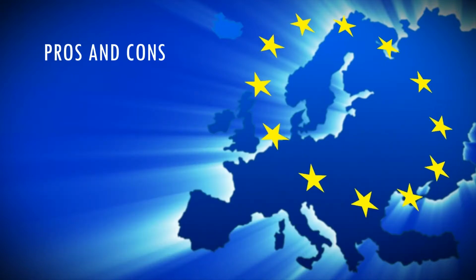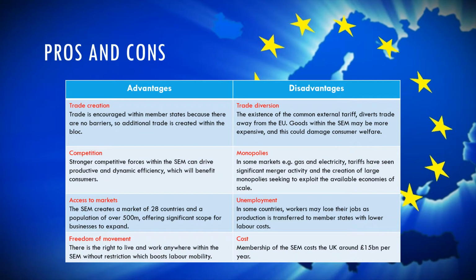The pros and cons of being part of the European single market. Well, an advantage of being part of the EU is that trade is encouraged within member states, and that can benefit members' economies. There may be stronger competition within the market, which can make firms more efficient and can also benefit consumers through more choice and lower prices. For businesses, there's a big access to a large base of customers, 28 countries and over 500 million potential customers. So a lot of opportunity to expand and benefit from economies of scale.